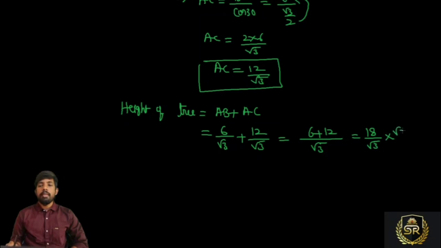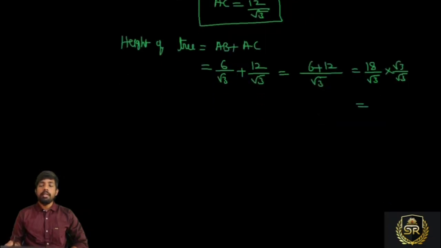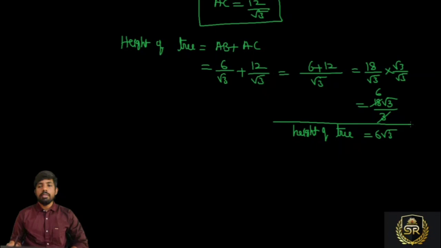I am multiplying and dividing with root 3 in order to rationalize. 18 into root 3 by root 3 into root 3, which is 3. 3 sixes are 18, so we can write 6 root 3. Therefore the height of the tree is equal to 6 root 3 meters. That's all, this is the solution.